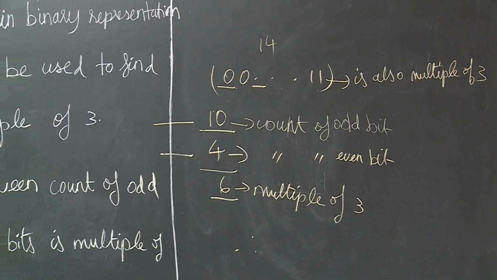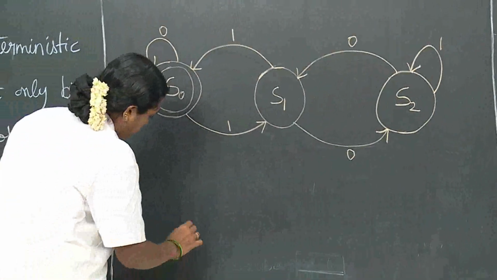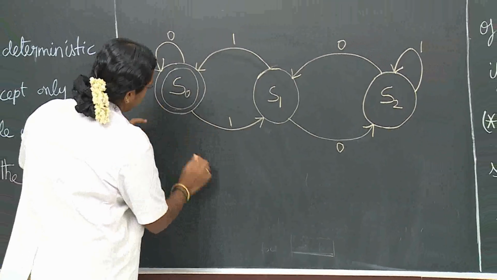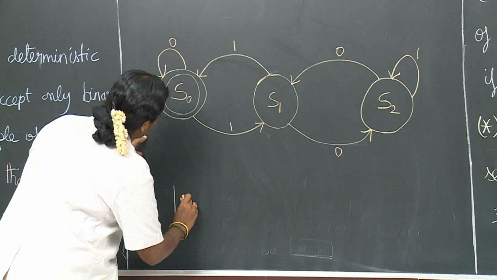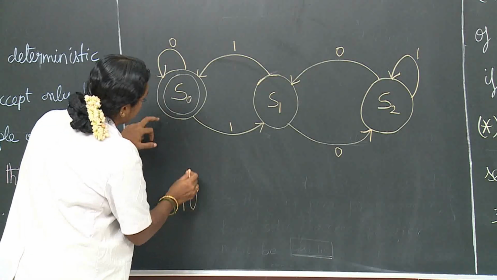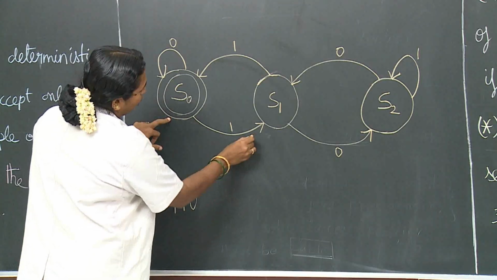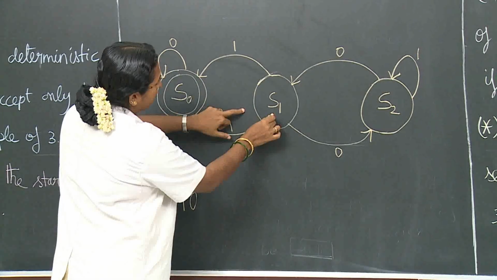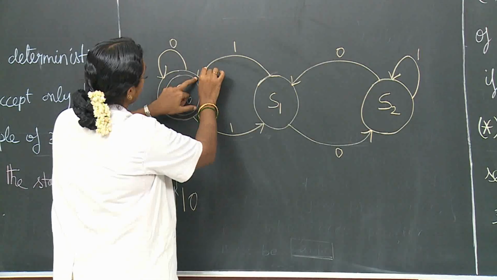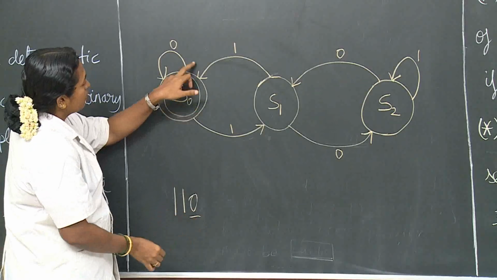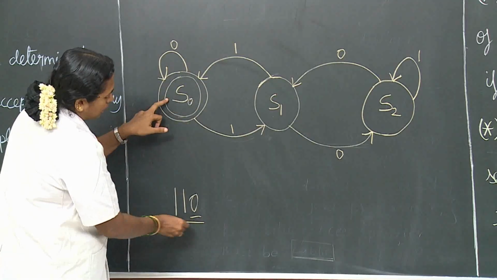Suppose the given binary number is 1, 1, 0. It will accept 1 and go here, and from here it will come here, and after that, accepting the last symbol, it will go to the final state. So this is accepted.